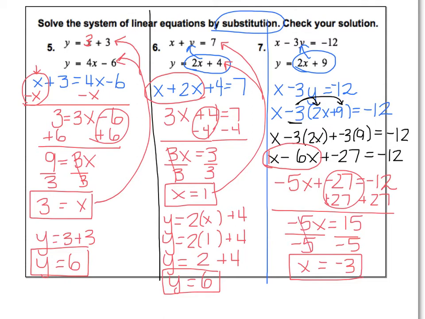From here, I'm going to take that x and plug it in, and I'm actually going to use this bottom equation. So we're going to do 2 times our x, which was negative 3, plus 9. 2 times negative 3 is negative 6, plus 9 gives us 3. So when x was negative 3, y was positive 3. And again, this method was substitution.